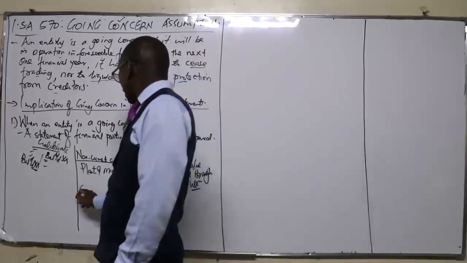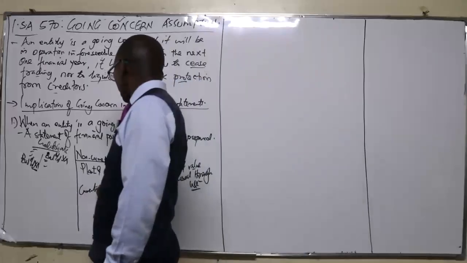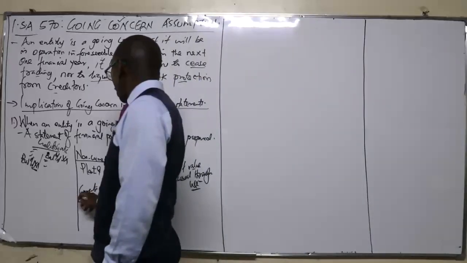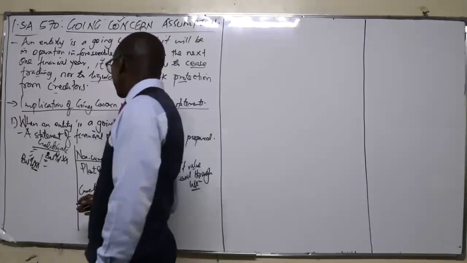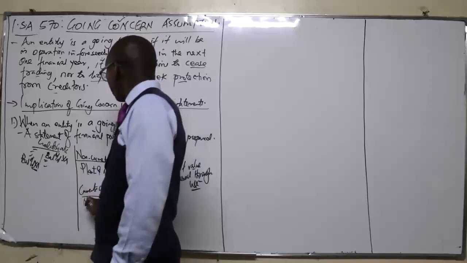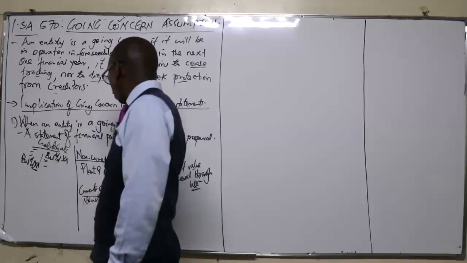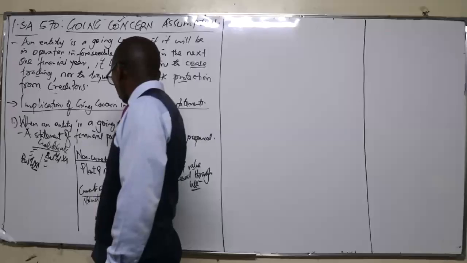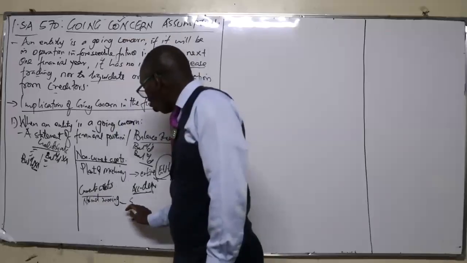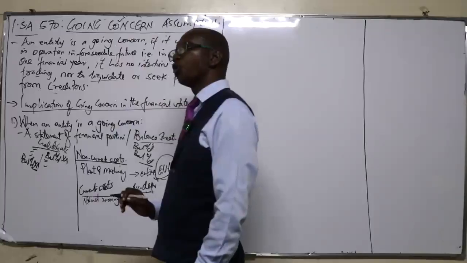Then the current assets: the value of the current assets will be recovered in the normal running of the business. What do you mean by in the normal running of the business? That stock items will be sold.